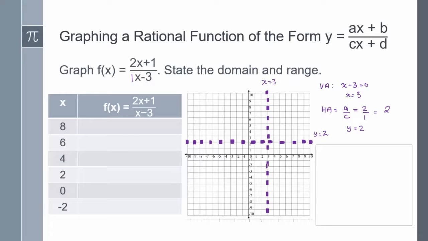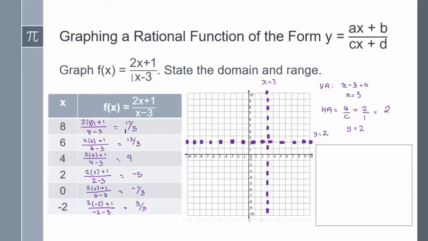Here's our vertical asymptote of x equals 3 and horizontal asymptote of y equals 2. I'm now going to choose points to the left of the vertical asymptote, which I chose negative 2, 0, and 2, and to the right of the vertical asymptote, which I chose 4, 6, and 8. Going to use these x values, plug it into the function, simplify to get my y values.